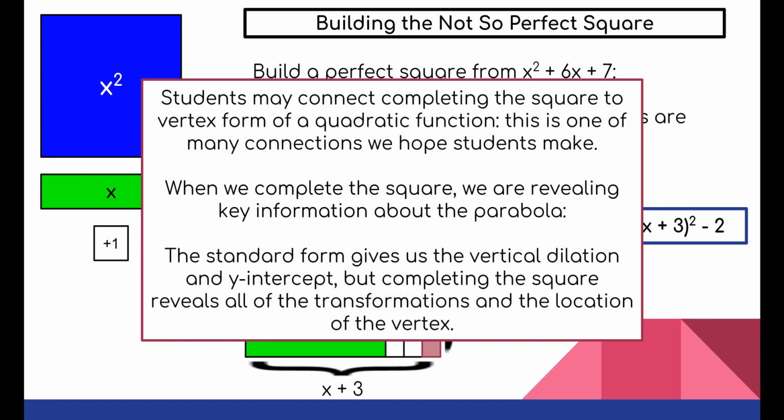Students may connect completing the square to the vertex form of a quadratic function. This is one of many connections we hope students will make. When we complete the square, we are revealing key information about the parabola. The standard form gives us the vertical dilation and the y-intercept, but completing the square reveals all of the transformations and the location of the vertex.